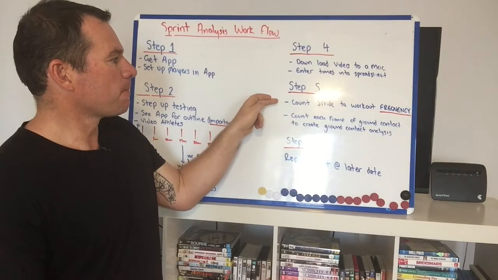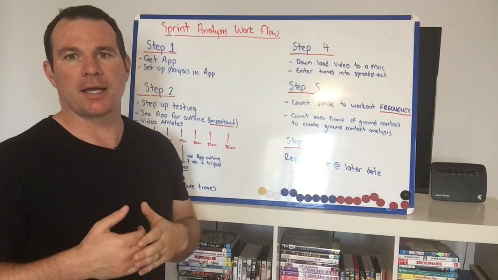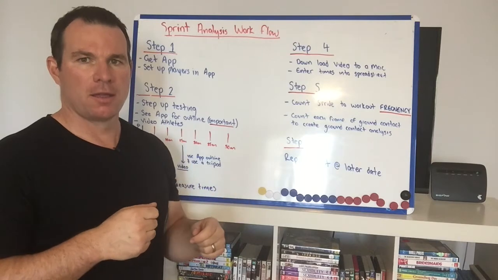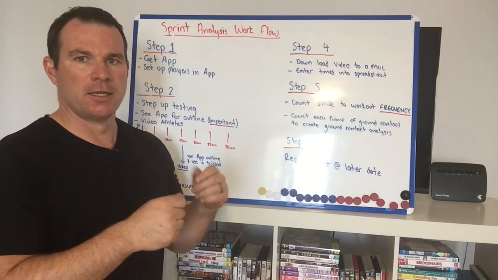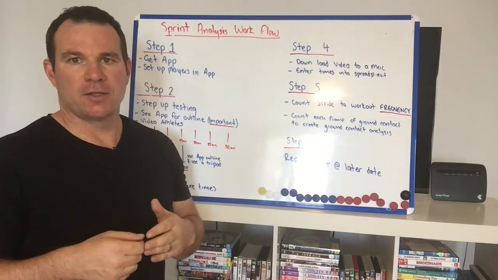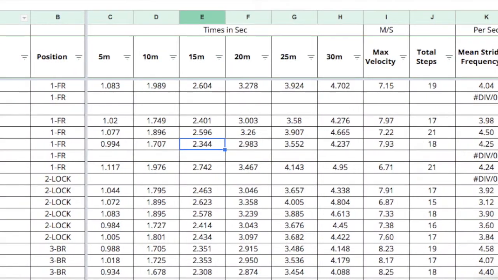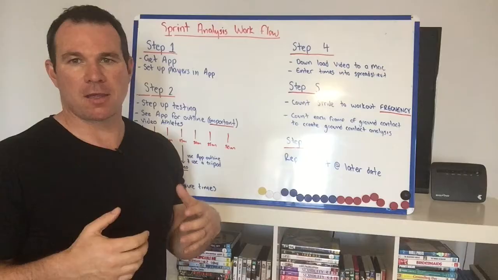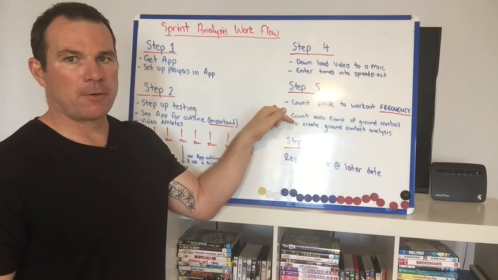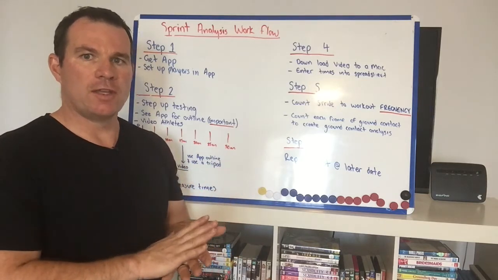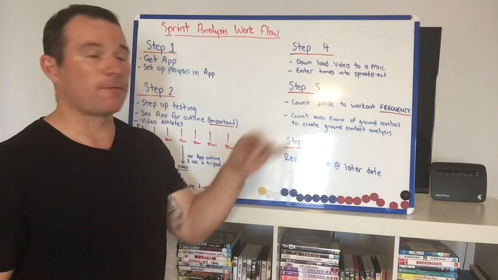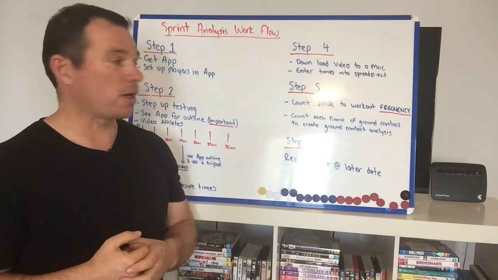So step 5, what you do then using your Mac, or you can actually use the app on your phone, you count how many strides it took an athlete for the 30 meters. So it could be anywhere from 15 to 25, depending on your athlete height and their sprinting style. Some is better and some is worse. So enter in that stride frequency. Once you do that, within the spreadsheet, you can take a look and then calculate the stride length based on that frequency as well, if that's something that you want to take a look at.